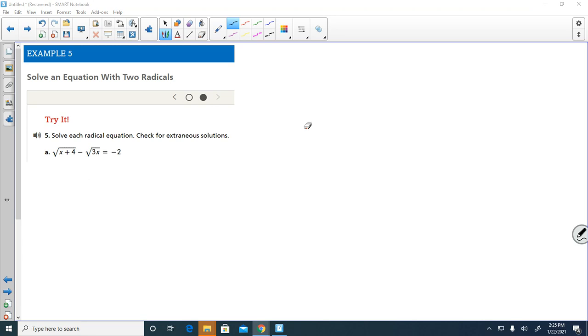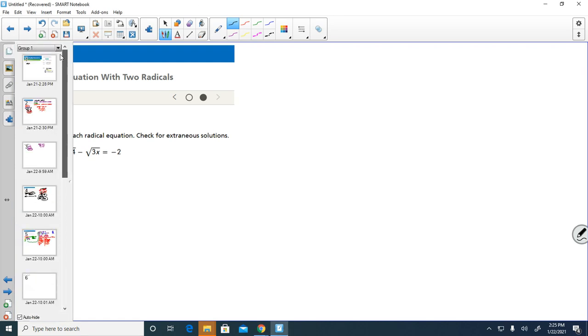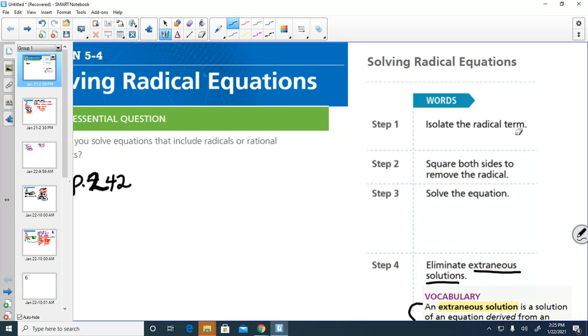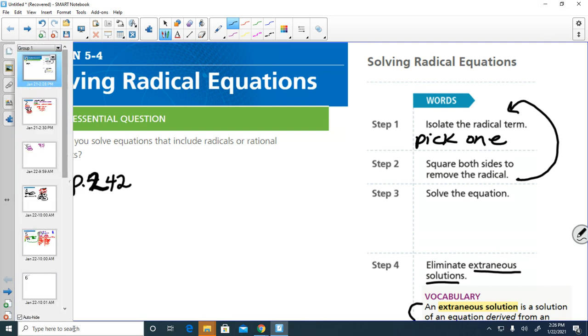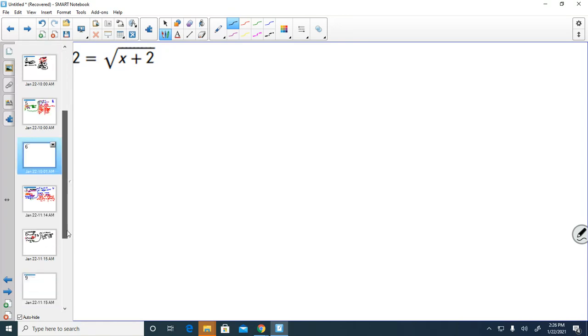And finally, let's talk how to solve an equation with two radicals. So example 5. So I've got two radicals. Well, if you look earlier at our very first set of steps where you have to isolate a radical term, if there's more than one, you're going to pick one to isolate. Then you'll square both sides to remove one radical, but then you'll have to go back and do step 1 because you'll still have one radical left. So we're going to isolate one, square both sides, but then we'll have to repeat steps 1 and 2 again before we can get to our final solution. So back to example 5.